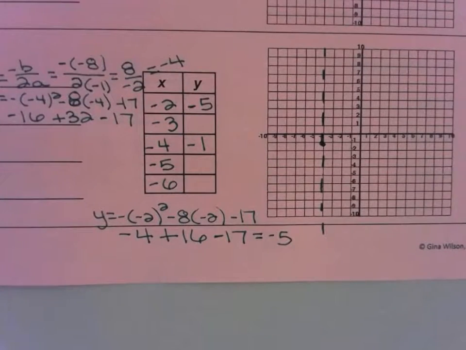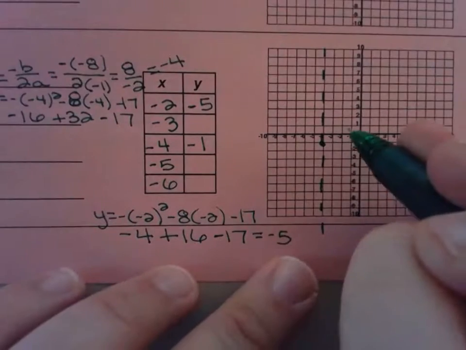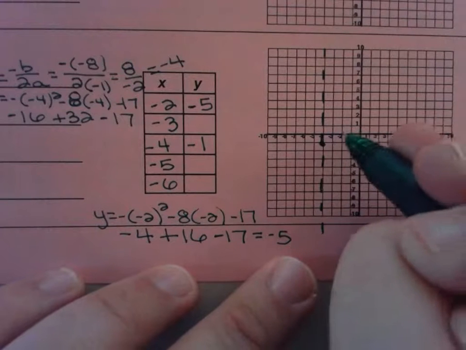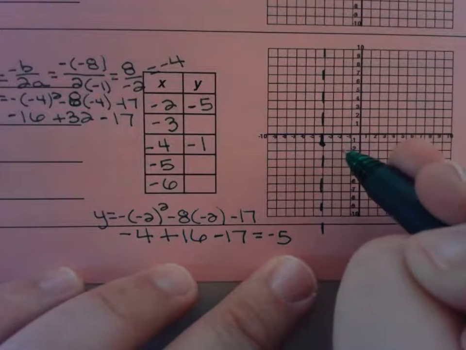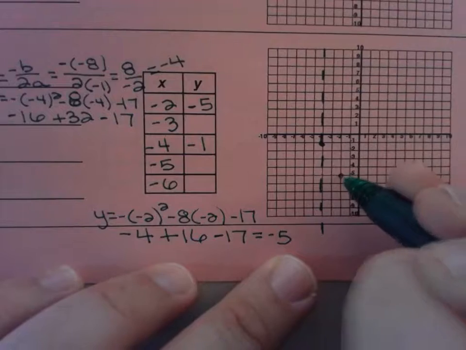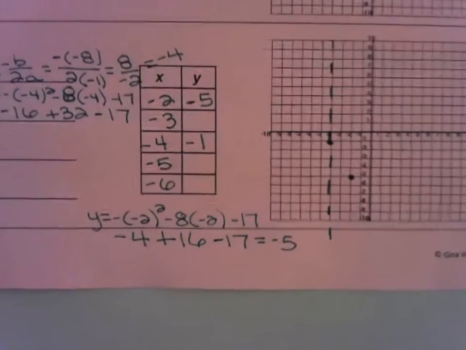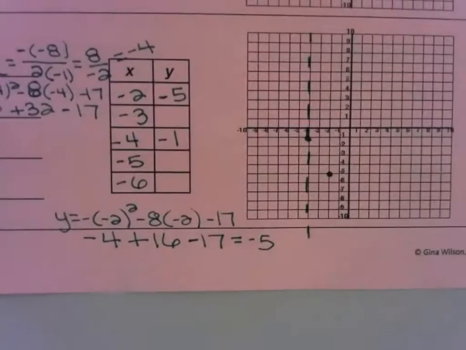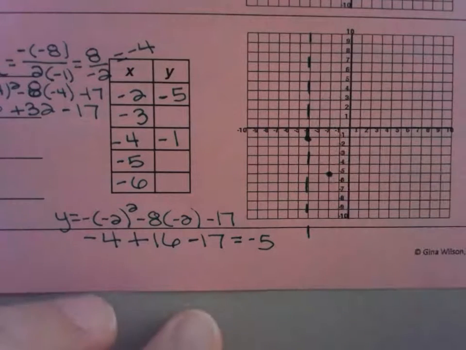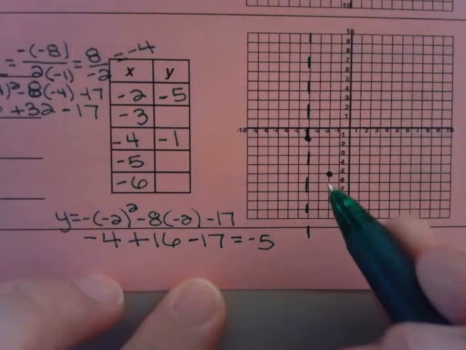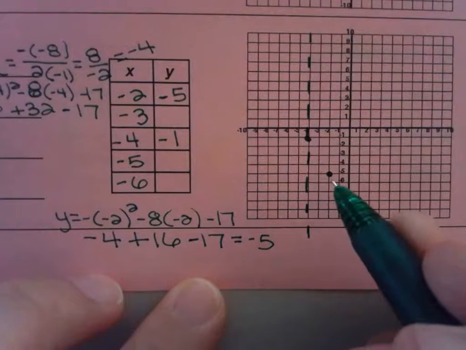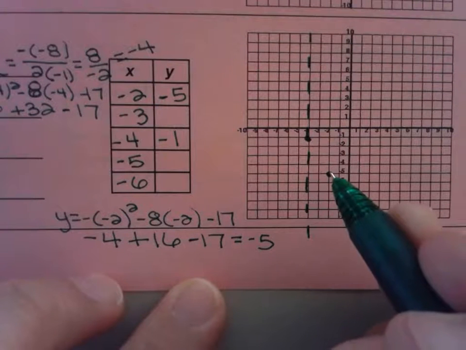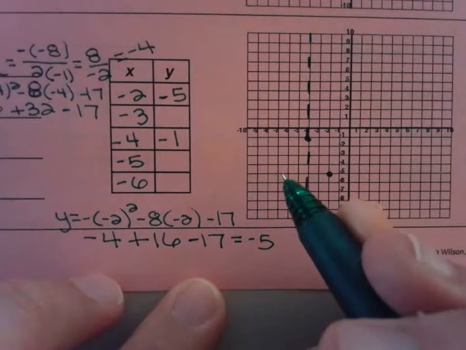So that gives me an ordered pair. I'm going to go left 2, down 5. 1, 2, 3, 4, 5. Put a point. Now we are going to use symmetry to help me get another point. If I know negative 2 gives negative 5, I know what else has a y value of negative 5. Use symmetry. 2 to the right was down 5, so 2 to the left is also down 5.